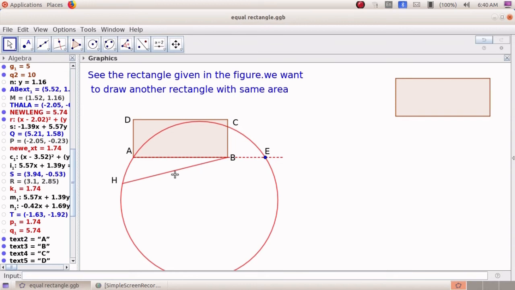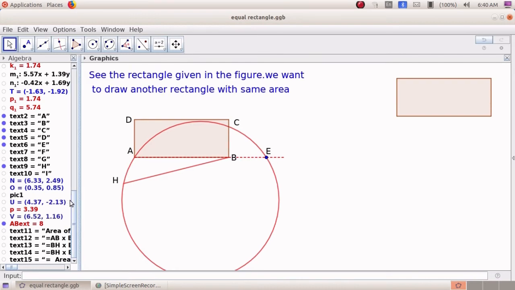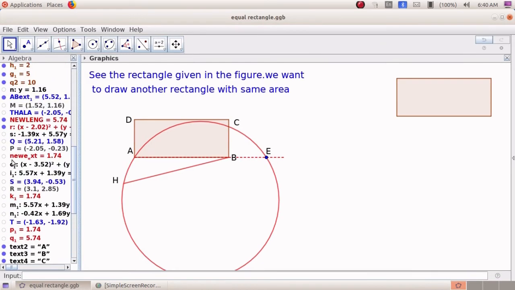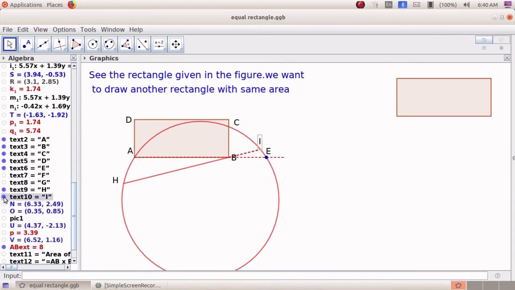For that, let us first extend BH outward. When BH is extended, it will meet a point on the circle. Let us name it I. See, now we see the chords AE and HI intersect at the point B.